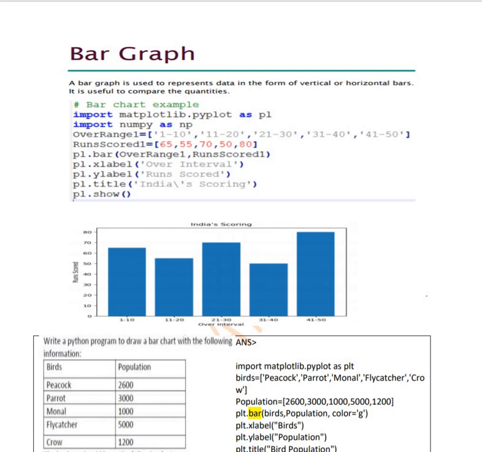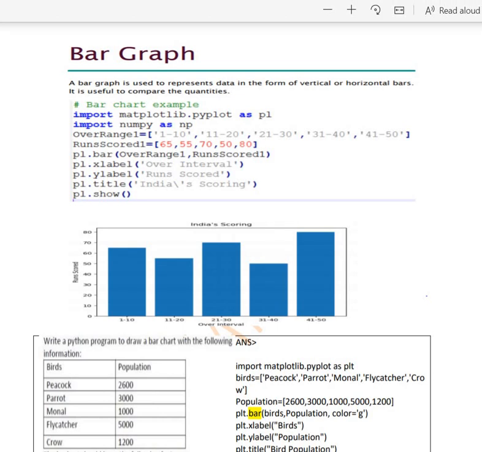The rest of the functions, xlabel, ylabel, and title, determine the appearance of this bar chart. For x-axis labeling, we are giving the label over interval using the xlabel function. Likewise, using ylabel, we are giving the y label runs scored, and the title of the chart has been given as India's scoring. India apostrophe s scoring, and for the apostrophe to get printed, we have to use the escape character, which is backslash apostrophe. Let's go for the next example.